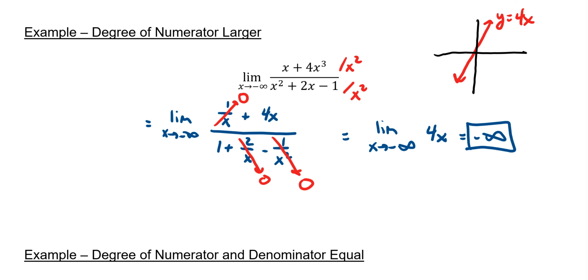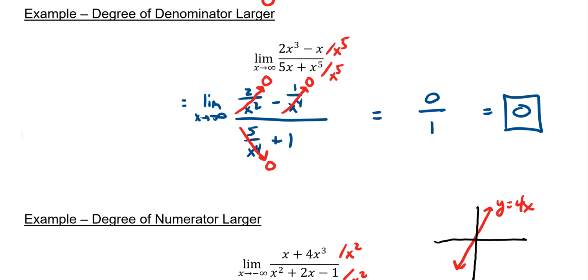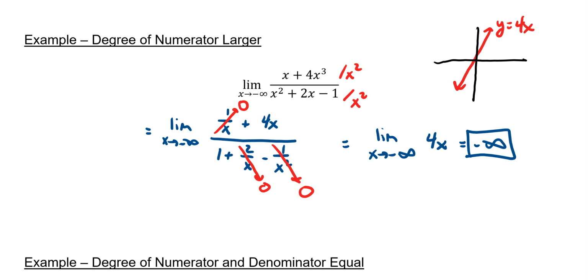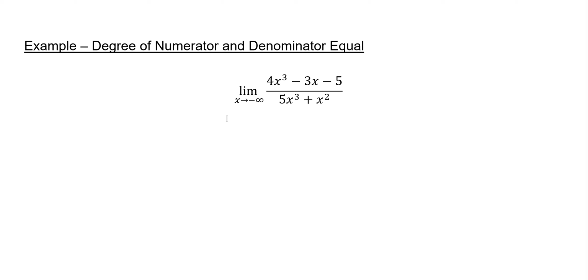So basically, so far here, if the denominator is larger, the answer is going to be 0. Once again, you should show your work though. If the numerator is larger, there's not going to be a horizontal asymptote, but the answer will be positive infinity or negative infinity. You would have to figure that out on your own. And then last one, if the degrees are equal, like we saw a second ago, the answer is going to be the ratio of the leading coefficients. But let's go ahead and actually do this question.